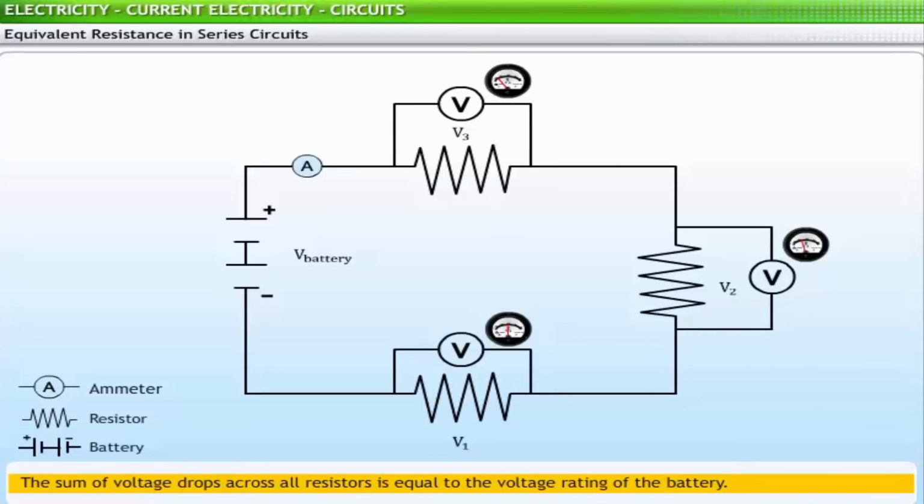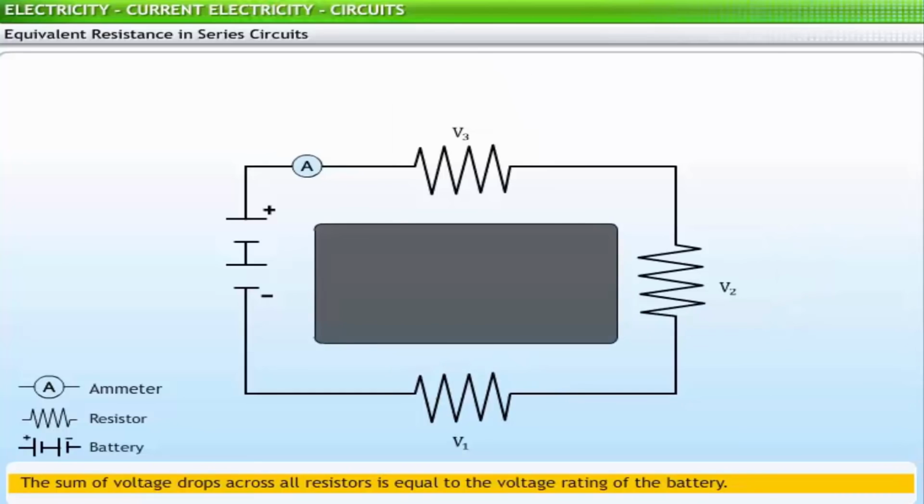The total voltage drop of the circuit can be expressed mathematically as V is equal to V1 plus V2 plus V3, where each voltage drop is equal to the product of the total current in the circuit and the resistance in the respective resistor.